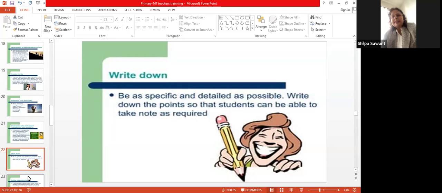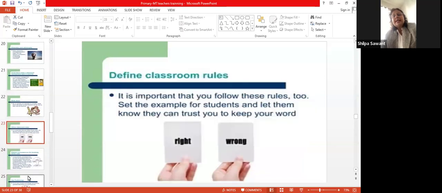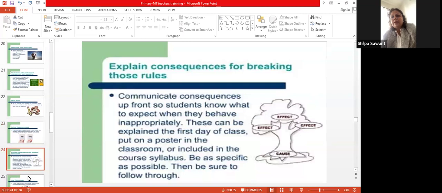So the teachers have to prepare themselves. They have to be compassionate. They have to write down all the specific points. They have to define the classroom rules. Like when you go to a restaurant, you get a menu card. In the same way, you should have a menu card and explain at the start of a class that these are the do's and these are the don'ts. This is my menu card. So the classroom rules are very important.